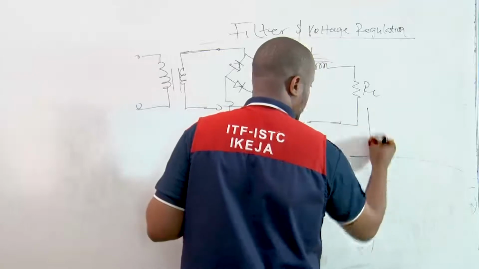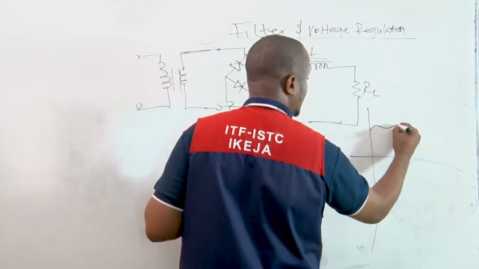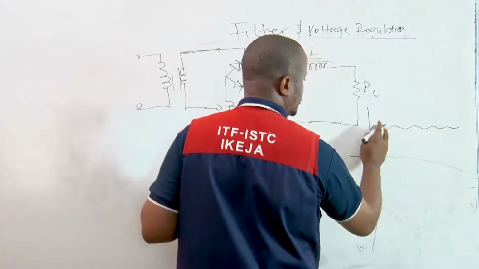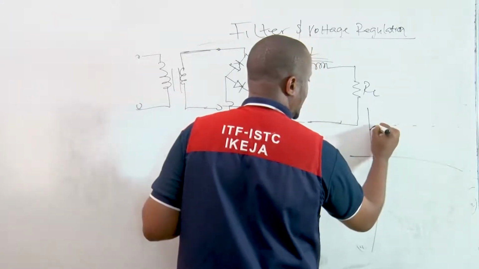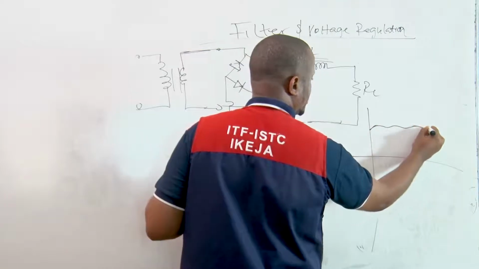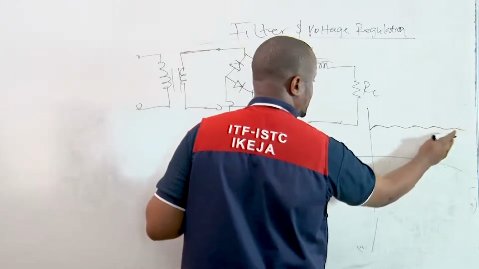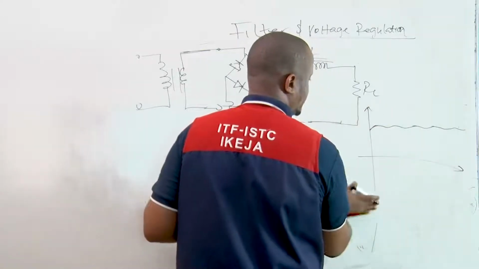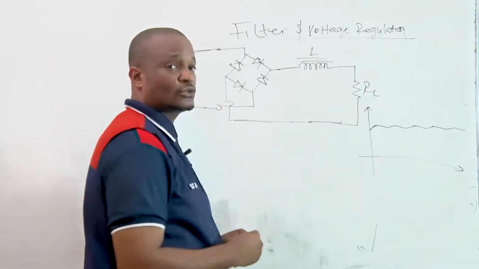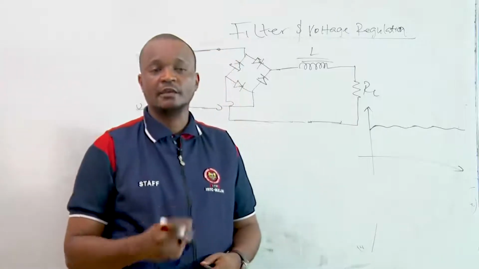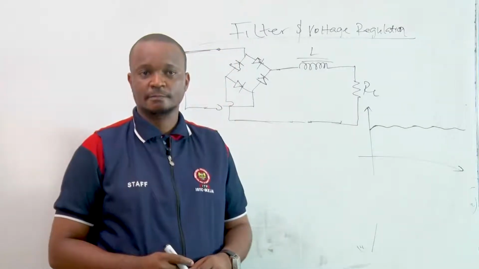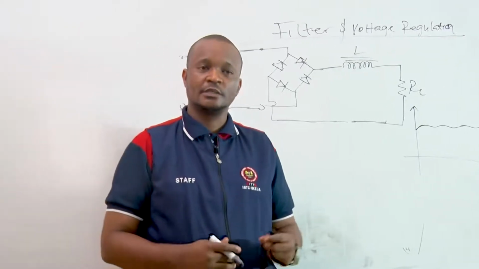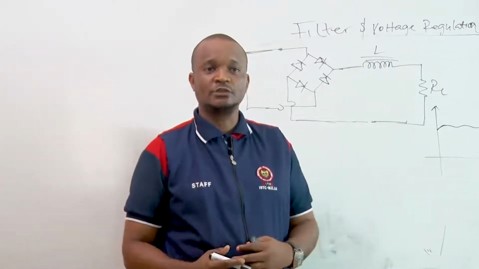So we get a finer output from the inductor with little or less ripple. So we begin to see something like this as the waveform from an inductor series input filter. The next filter that we are going to be looking at is the inductor capacitor filter.